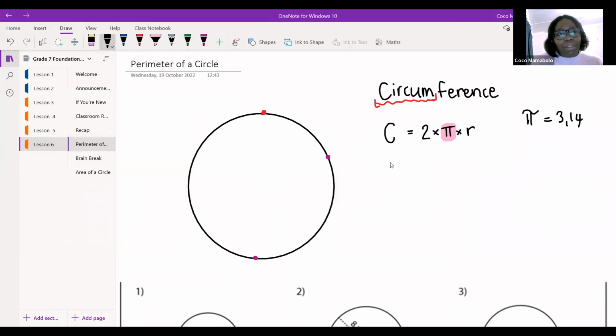If I tell you guys that from the center of my circle to the edge of my circle is 5 centimeters, what am I actually telling you guys? What is this line that I've drawn? What do we call this line? Tell me the answer in the chat. What is it called?